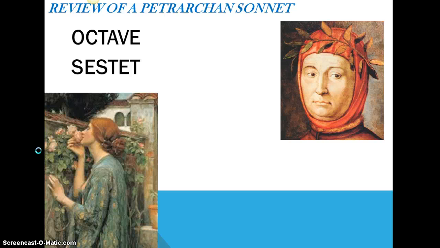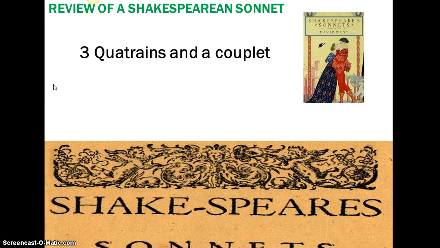The first thing you need to know is what is a Petrarchan or Italian sonnet. So remember, there are two key elements of that type of sonnet. You have an octave and a sestet. They both add up to those 14 lines that all sonnets have. You should also know a Shakespearean sonnet, which consists of 3 quatrains and then a closing couplet. That's really key to remember.